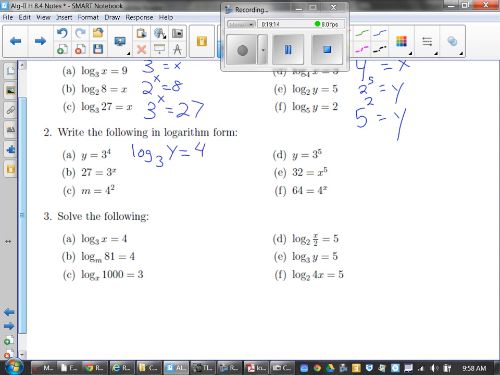Log base 3 of 27 is x. Everybody okay on that? Log base 4 of m is 2.